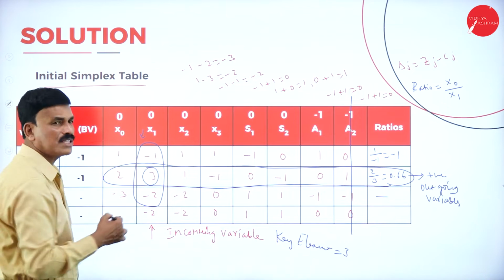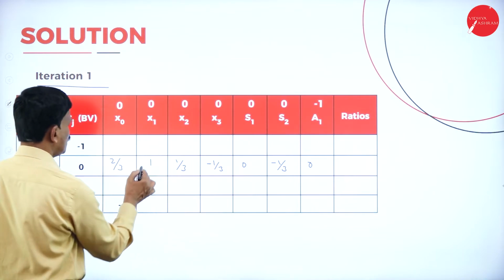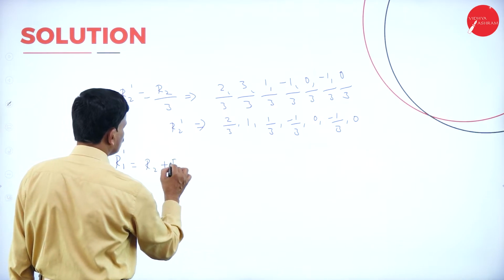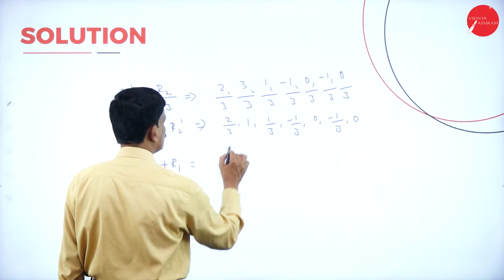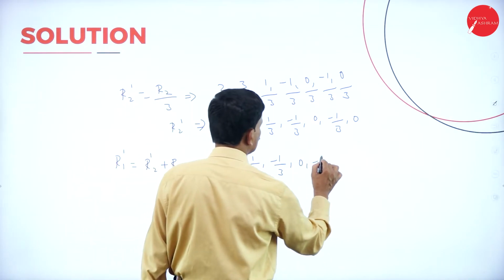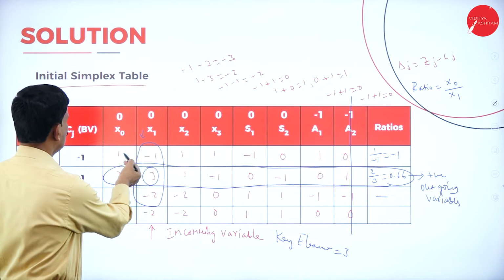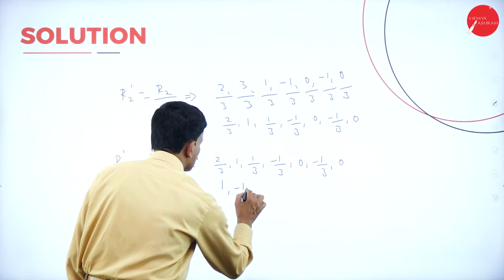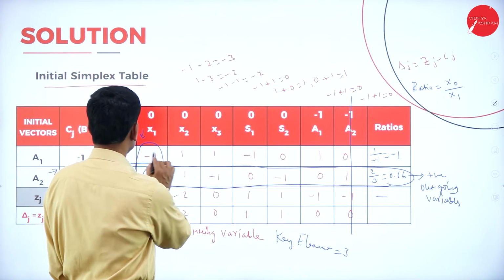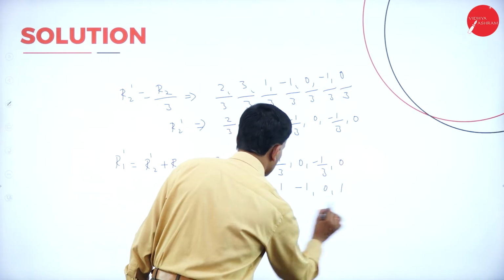Now convert this minus 1 to 0. To convert this to 0, since here it is 1, we use the elementary operation R1 dash is equal to R2 dash plus R1. Now what is R2 dash? R2 dash we have 2 by 3, 1, 1 by 3, minus 1 by 3, 0, minus 1 by 3 and 0. Now find out the elements of R1. R1 we have 1, minus 1, 1, 1, 1, minus 1, 1, 1, minus 1, 0, 1, minus 1, 0 and 1. Just add this. That's it.